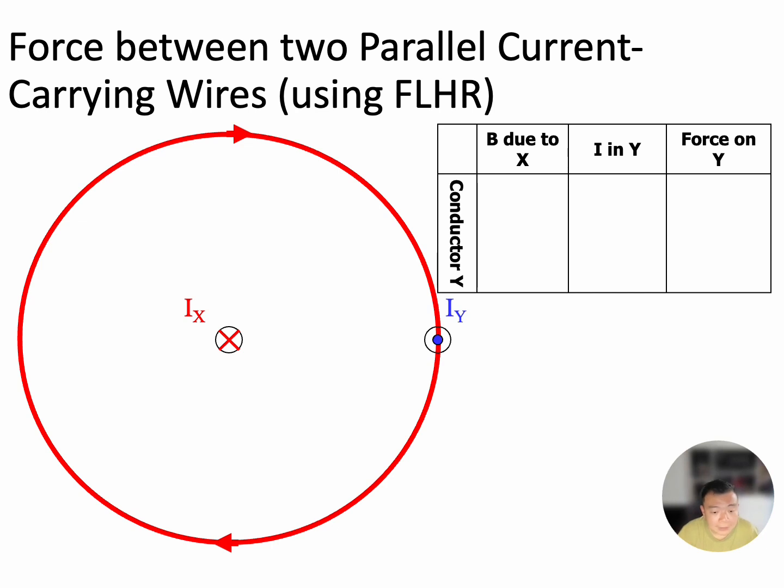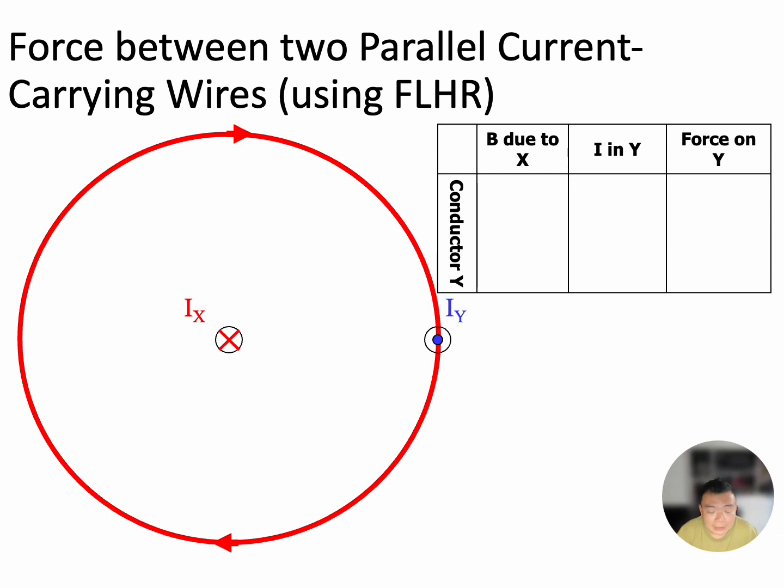The wire Y experiences a magnetic field from the wire X, the current X. So if you look at current X, this is the direction of magnetic field around the wire. We can get this easily using the right-hand grip rule. Just point your thumb along the direction of the current Ix into the screen or into the paper. You get a clockwise magnetic field direction.